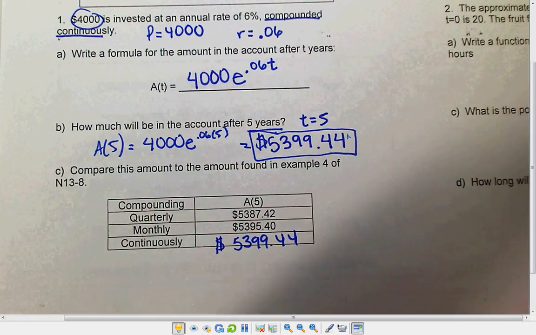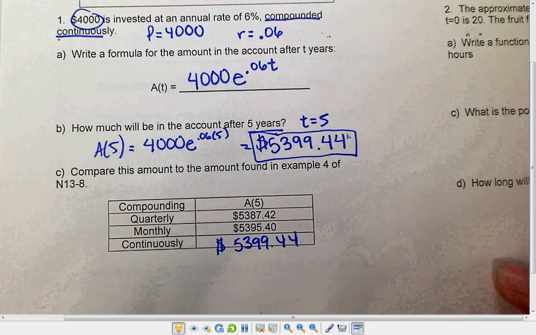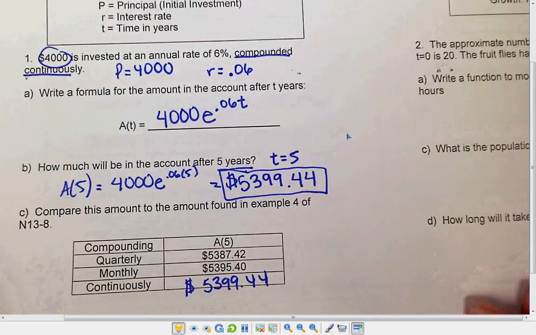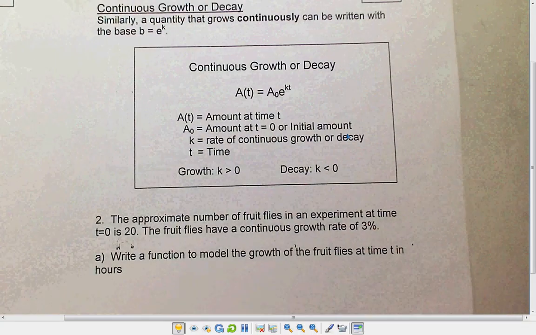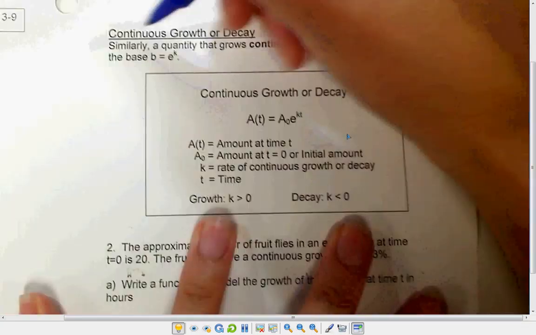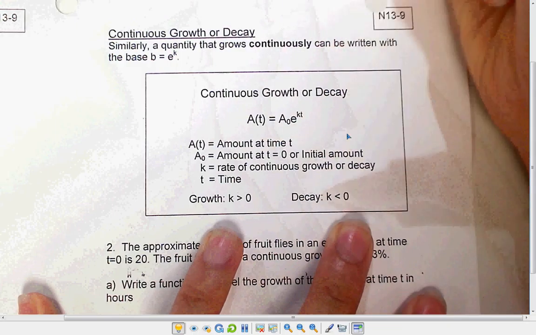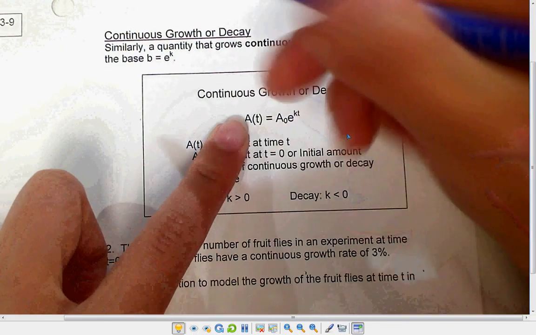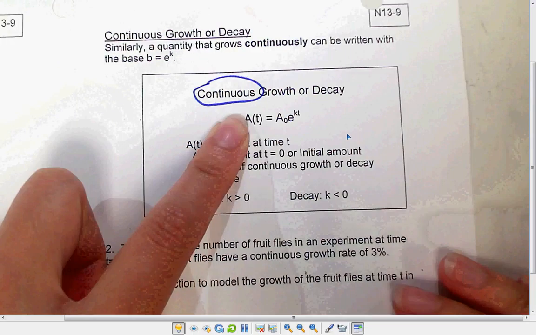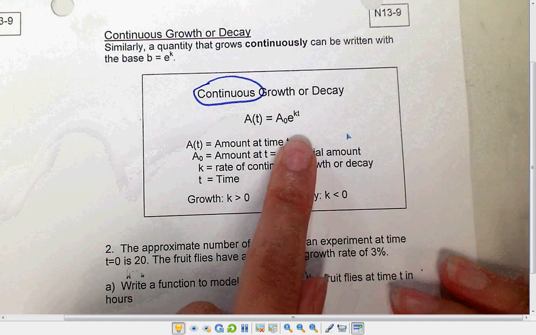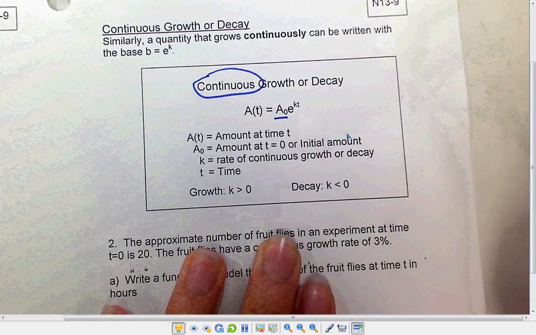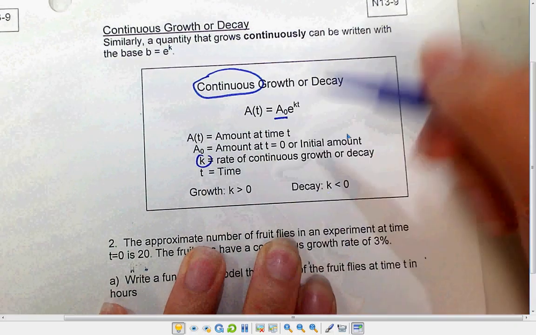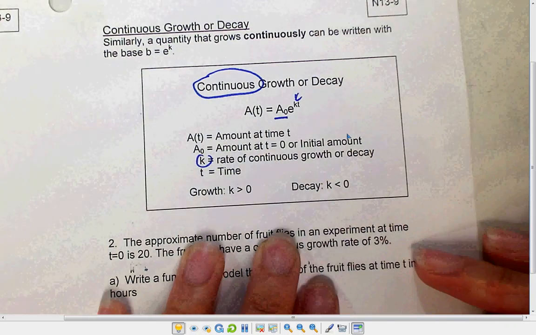This same exact principle can apply to things that aren't money, right? This example is all with interest on money. Let's take a look at some examples that are different than money. So this is continuous growth or decay. It could be growing or decaying. Just like what we were just talking about, if it's continuous, we're always going to use e. Just like before, our A naught is the initial amount. Our k this time is our rate of continuous growth or decay.